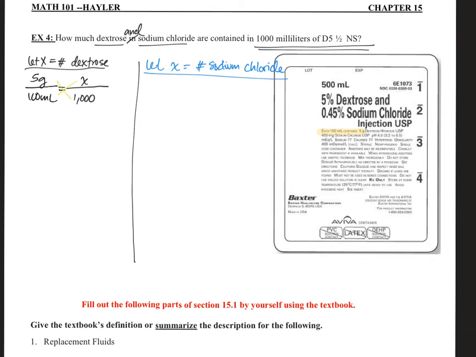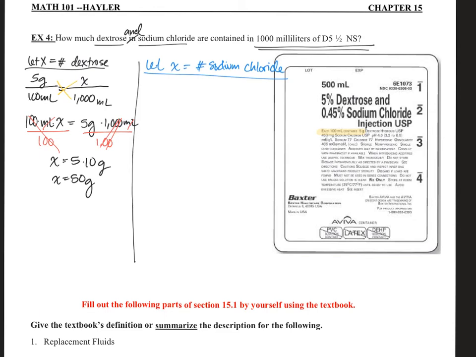You can pause the video and try to solve this by yourself, and then check back in with me in a second. Oops, forgot the ml. Go ahead, cancel the mLs. Let's divide by 100 at the same time. Oh, too many mistakes. Okay. X equals 5 times 10 grams. So x equals 50 grams.